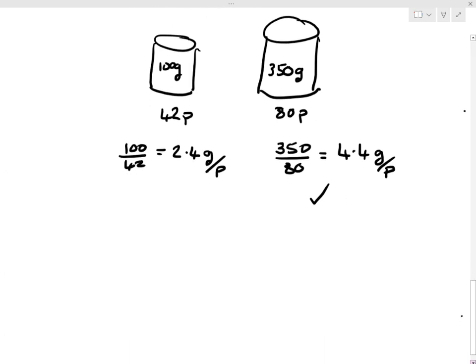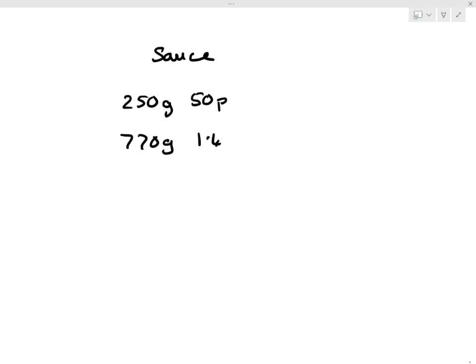And sometimes direct proportion means scaling up or down. And so, oh no, not yet. Let's do some sauce to go with our jam. So we've got three things of sauce: 50 grams for 50p, 770 grams for £1.40, and 1600 grams for £3.20. So of those 3 bottles of sauce, which is the better?